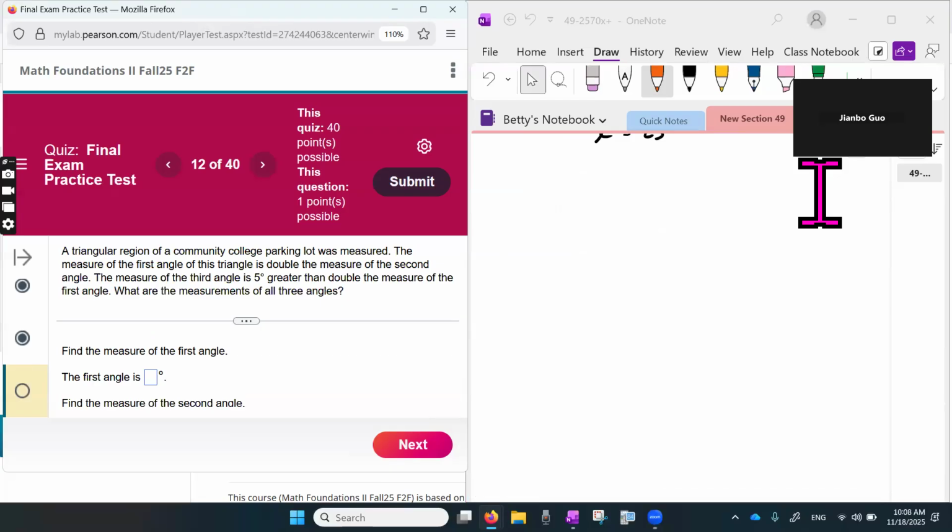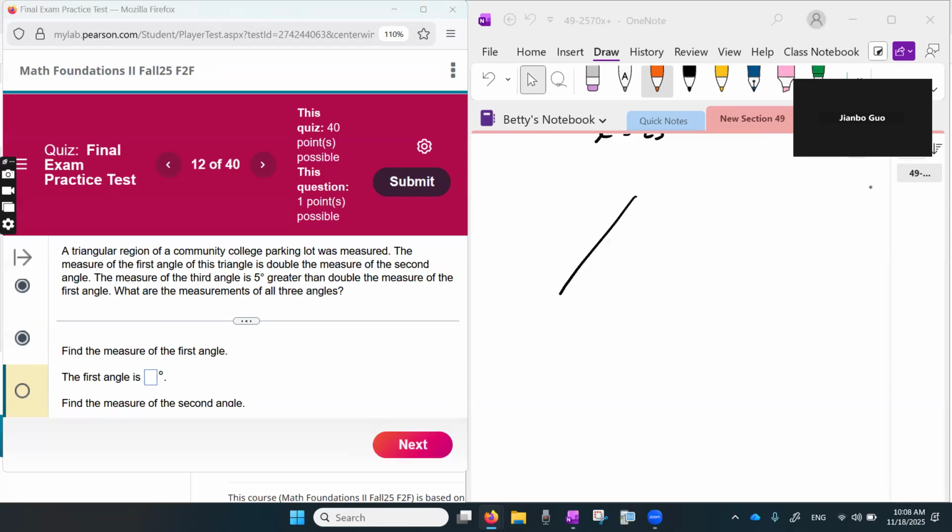The measure of the first angle of this triangle is double the measure of the second angle. The measure of the third angle is 5 degrees greater than double the measure of the first angle. Okay, what are the measurements of all three angles?